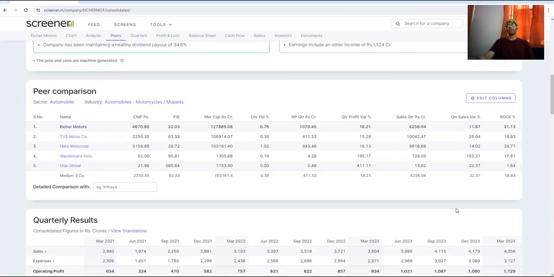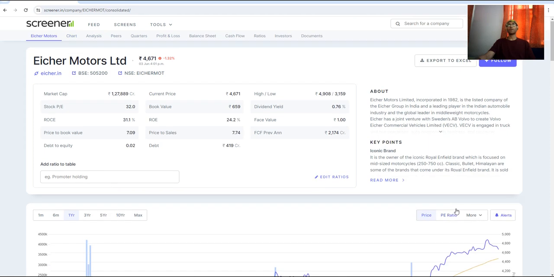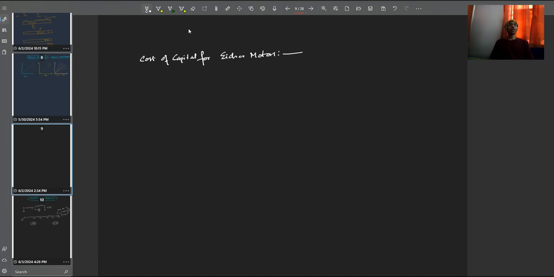So one part of the cost of capital is measured from here. Second thing, if we want to measure the cost of equity, then we will apply the CAPM method. For that we'll need the beta, the risk-free rate, and the market premium. So we have all these numbers. Let us calculate the cost of capital for Eicher Motors.